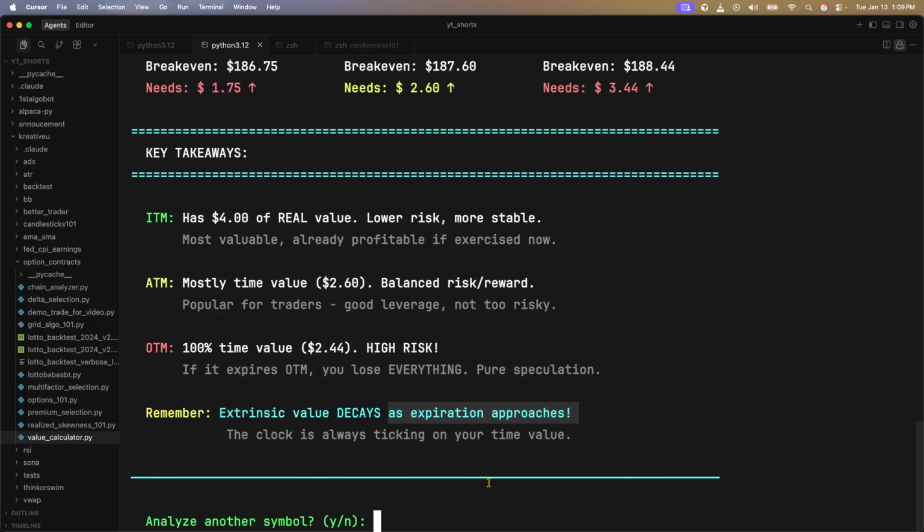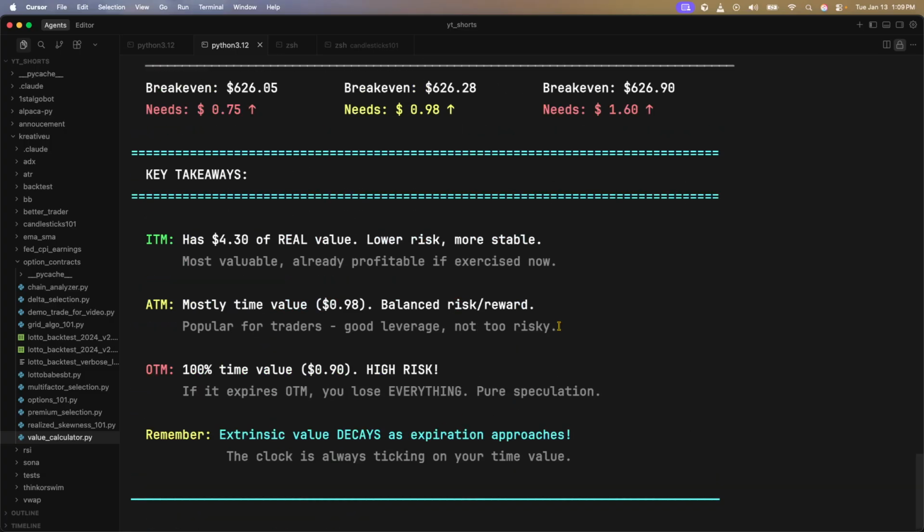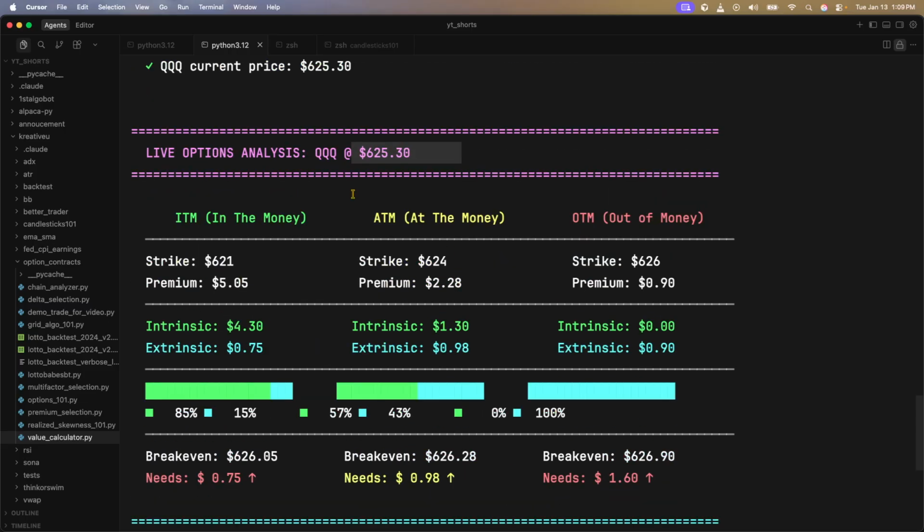So let's look at another ticker symbol. Let's look at QQQ. QQQ is the top 100 tech companies within the NASDAQ. QQQ's current price is $625.30. If we were to get an in the money contract, it is going to be $621. It's going to cost us $500, and we only need $75 in order to break even. It has about an 85-15 split when it comes to the intrinsic and extrinsic values.